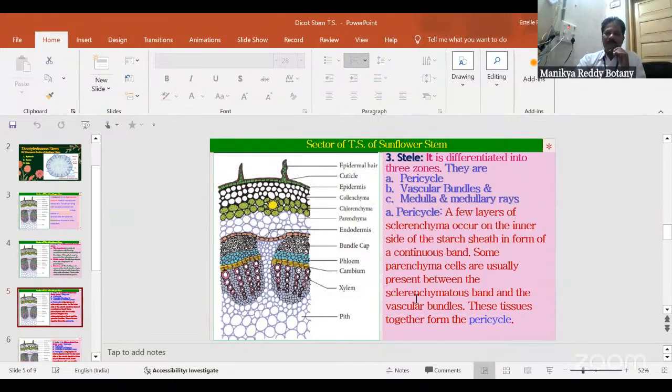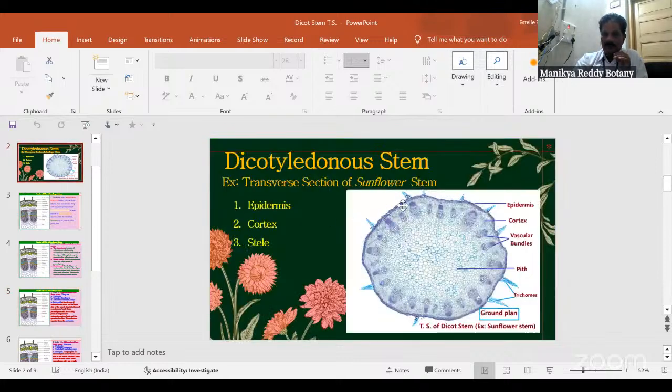This is the third part. This is the largest central column. Let us see once again. This is stele. The central large portion is occupied by stele. Here, these dark color patch-like structures can be seen in the internal structure. This is the ground plan.